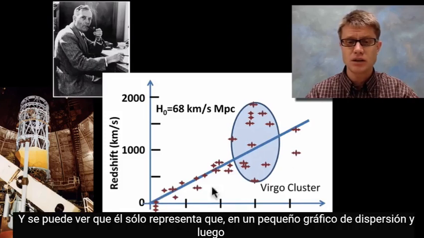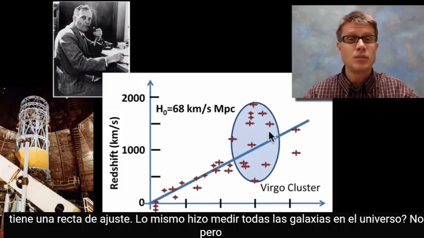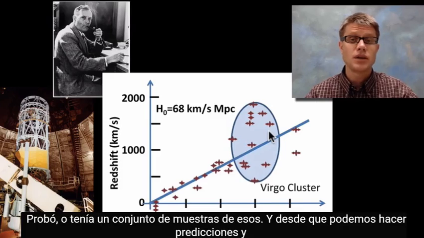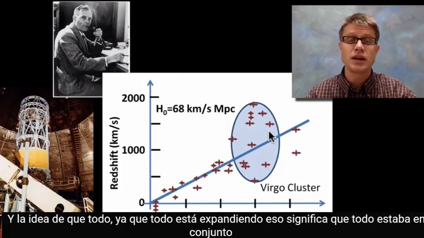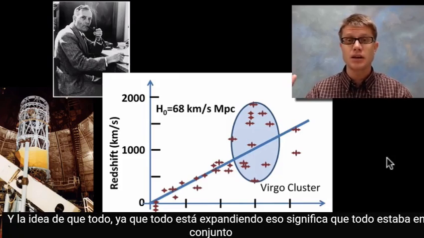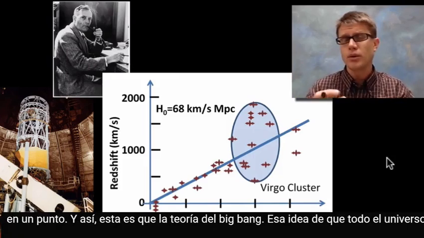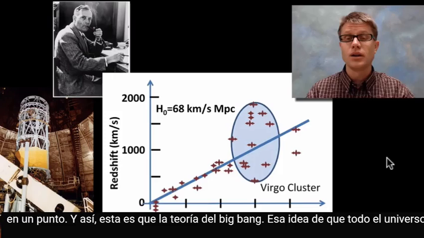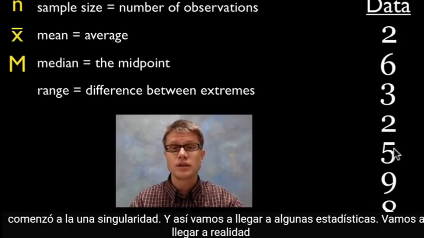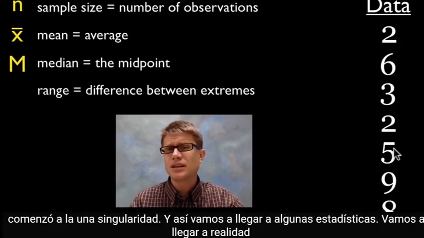And you can see that he just plotted that in a nice little scatter plot, and then we have a line of fit. And so did he measure all of the galaxies in the universe? No, but he had a sample set of those, and from that we can make predictions. And what's the prediction that we make based on this? It's the idea of an expanding universe, and the idea that since everything is expanding, that means everything was together at one point. And so this is that Big Bang theory, that idea that all of the universe began at one singularity. And so let's get to some statistics.